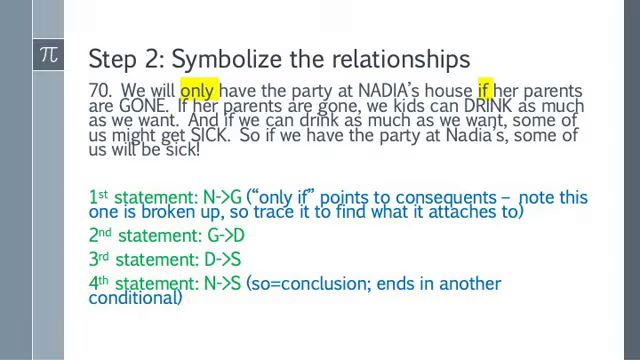Second statement, if her parents are gone, we can drink as much as we want. This is a simple conditional, right? G arrow D. Then the third statement, if we drink, then we might get sick, D arrow S. The fourth statement, the "so" tells us that it's probably the conclusion. So if we have the party at Nadia's, some of us will be sick. And then we have N arrow S. It just ends in another conditional.